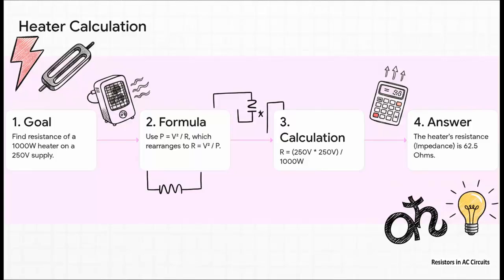Let's just prove it with a quick calculation. Say you've got a 1,000-watt space heater, and it runs on a 250-volt supply. How do you find its resistance? Easy. We just take that power formula we know and rearrange it a bit. Resistance equals voltage squared divided by power. So that's 250 times 250 divided by 1,000, and that gives you 62.5 ohms.